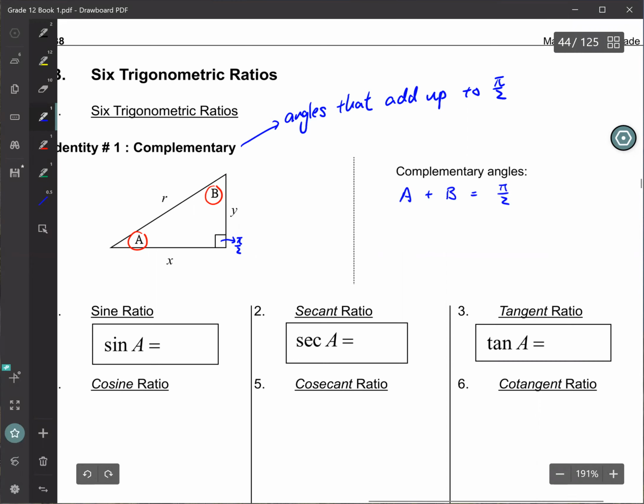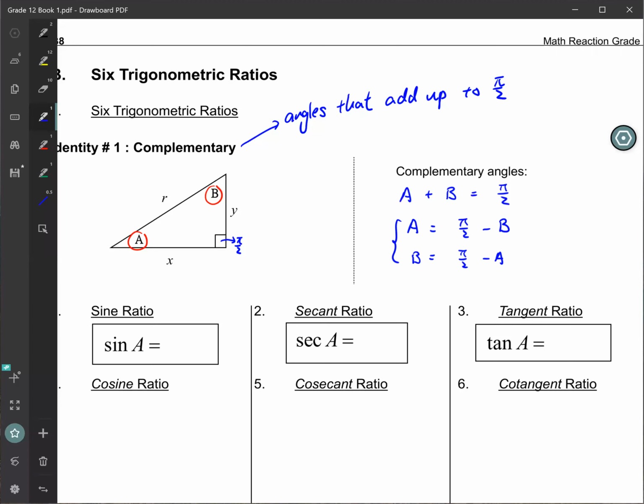Any question about this? They both add up to 90 degrees. So that means A is the same as pi over 2 take away B, or B is pi over 2 take away A. From there, we can figure that out. So they are complementary to each other. A is complementary to B, B is complementary to A.